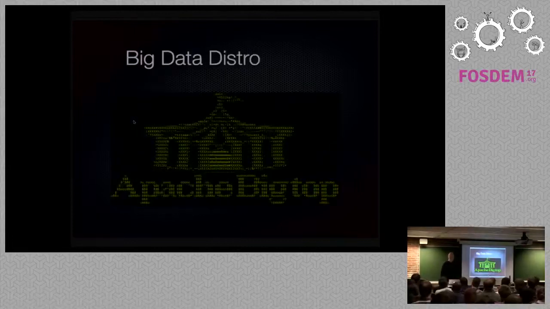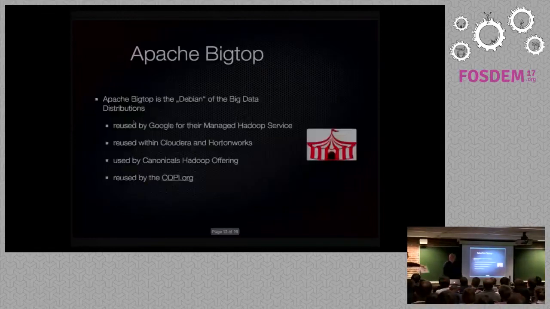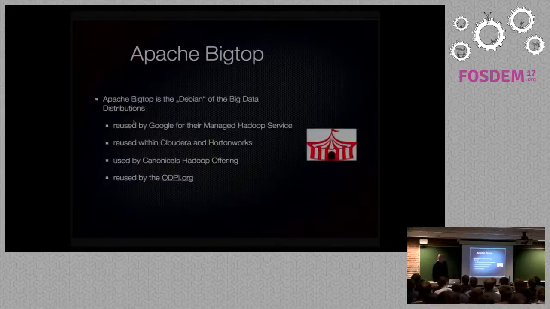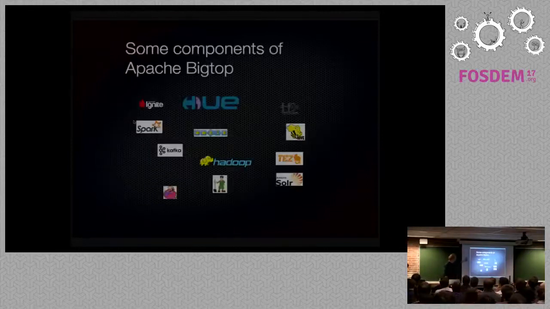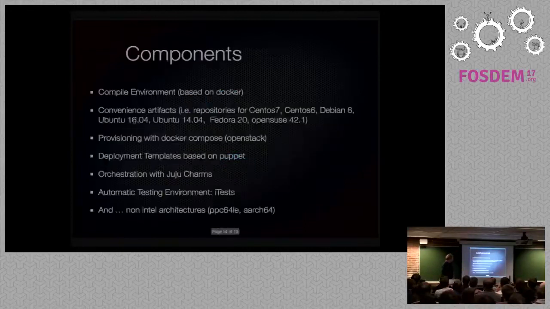Okay, I have to make some advertisement for the Apache Big Data distribution. And only one minute left. Okay, the Apache BigTop is the Debian of big data distributions. It's used by Google, Cloudera, Canonical, and others. And it contains all the usual stuff.